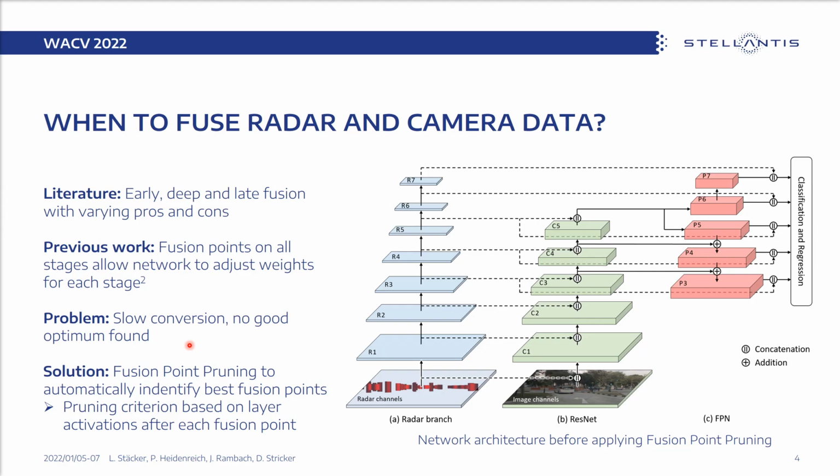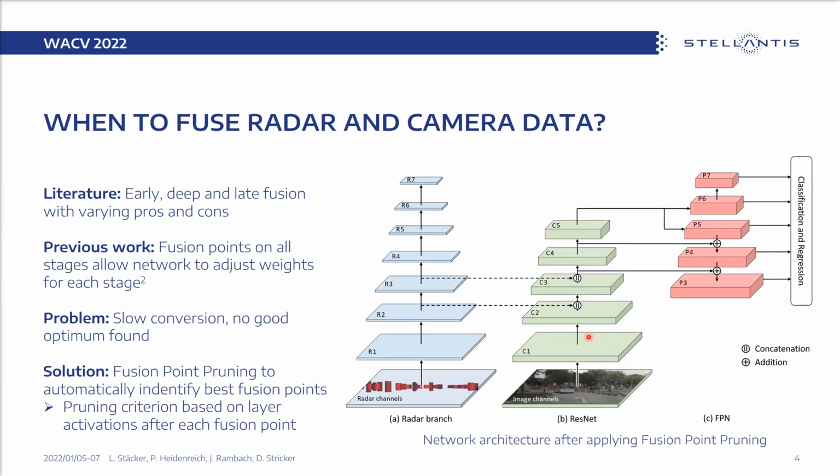The problem with this approach is that it converges slowly and is difficult to find a good optimum. So our solution is a new technique called fusion point pruning, which automatically identifies the best fusion points in an architecture like this. So we start with this architecture, train for several epochs, and then evaluate the importance of each fusion point by looking at the layer activation in the first layer after each fusion point. We iteratively eliminate the least effective fusion points until we're left with an ideal architecture. So in our case, this is just the two fusion points after the C2 and C3 block of the ResNet backbone.